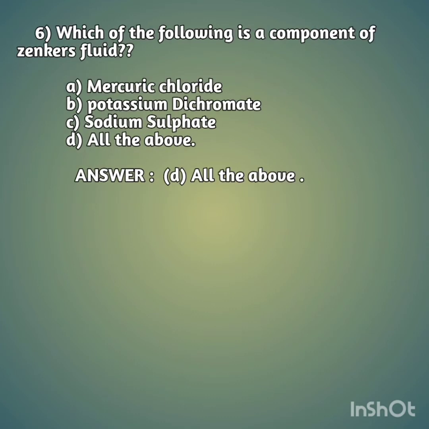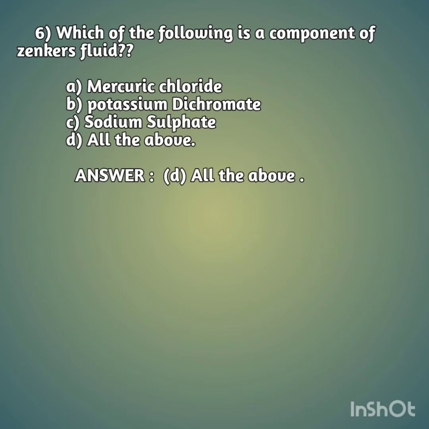Now the next question, the sixth question. Which of the following is a component of Zenker's fluid? Option A, mercuric chloride. Option B, potassium dichromate. Option C, sodium sulfate. And option D, all the above. So the answer is all the above.